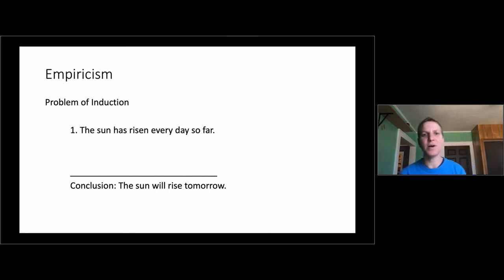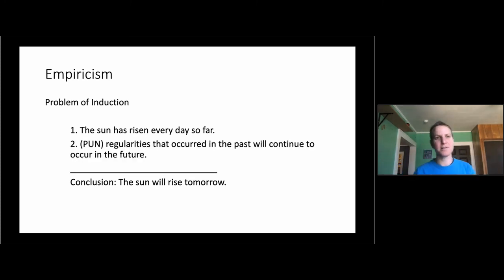Why is it unjustified? Well, how do we reason from the sun has risen every day so far to the sun will rise tomorrow? How do we get there? Well, the problem of induction points out that we are making an assumption. And the assumption is brought out in this second premise. The assumption is that nature is uniform. I've abbreviated that here with the letters PUN, which stands for the principle of the uniformity of nature. And what that says is that regularities that occurred in the past will keep occurring into the future.